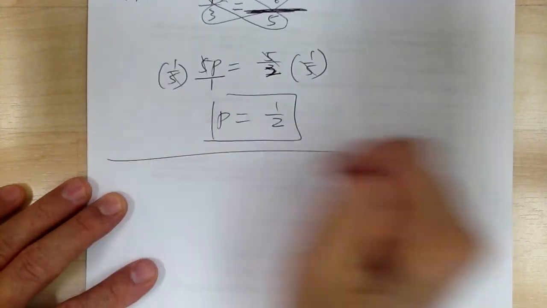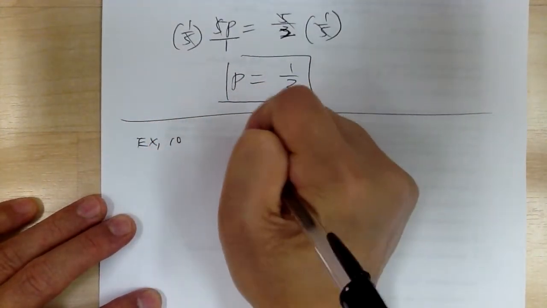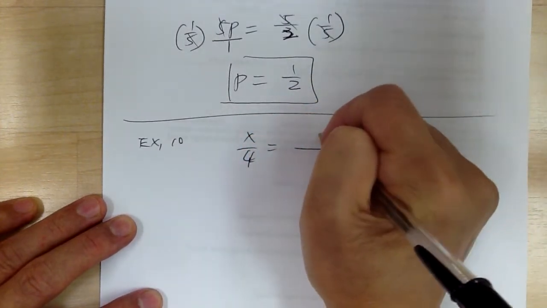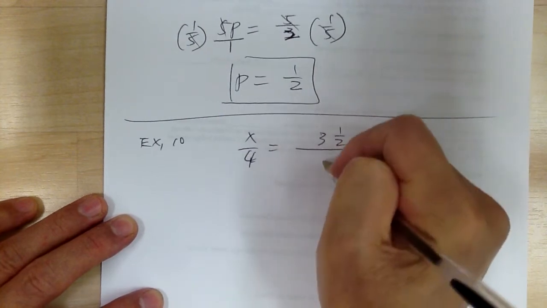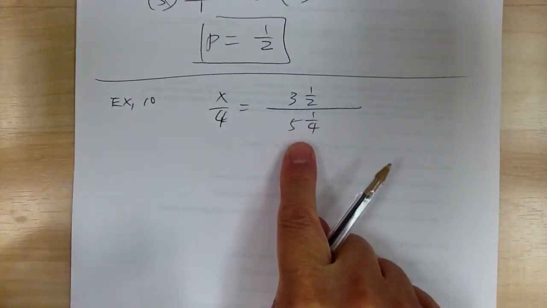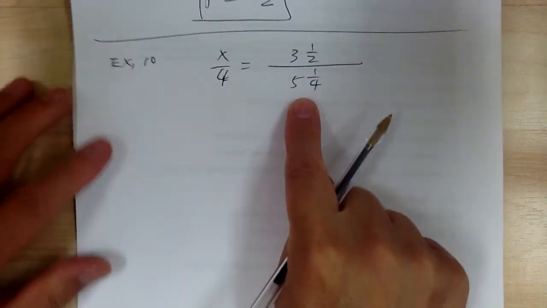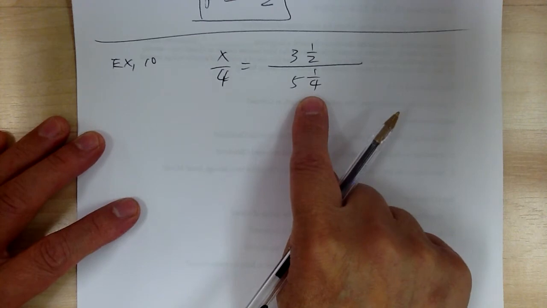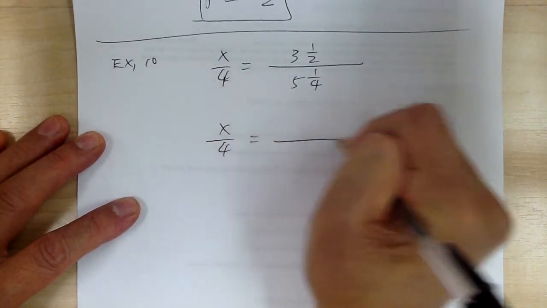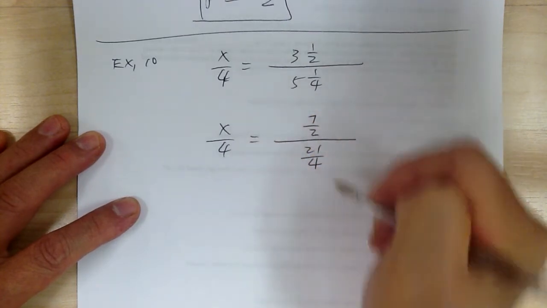Okay, now let's go to example 10. You have x over 4 equal to 3 and 1/2 over 5 and 1/4. So right now you have mixed numbers. Okay? In algebra, mixed numbers are kind of bad, so stay away from them if you can. What you need to do is make them into improper fractions. So you have x over 4 equal to 7 over 2 over 21 over 4.